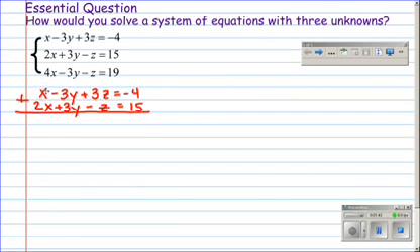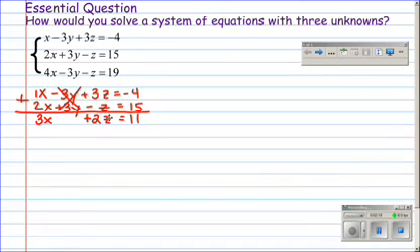Now when I add, remember this is an understood 1, so that would be 1x plus 2x, which is 3x. Negative 3y plus a positive 3y is 0, so we have eliminated the variable y for this equation. 3 plus negative 1 would be a positive 2z, so plus 2z. And negative 4 plus 15 would be 11. So by adding those first two equations, we have eliminated the y term.